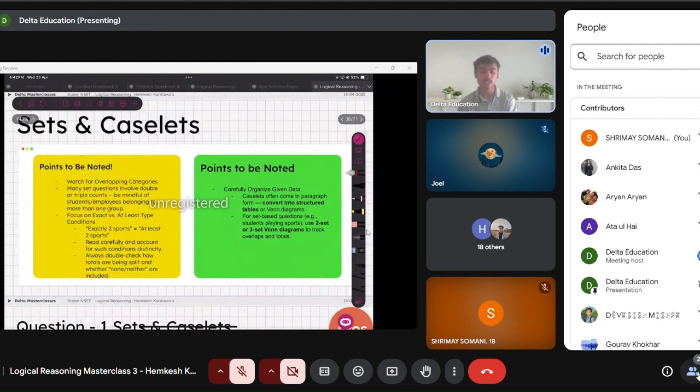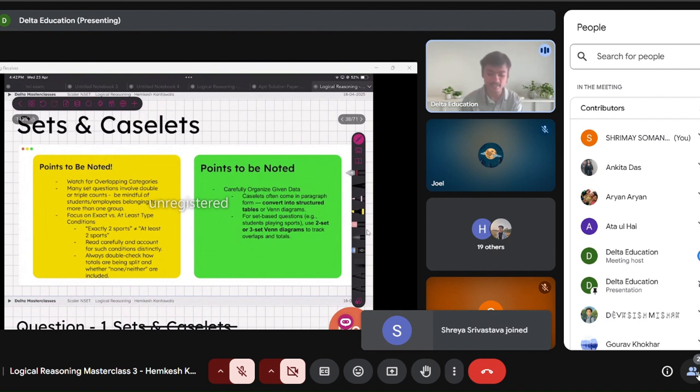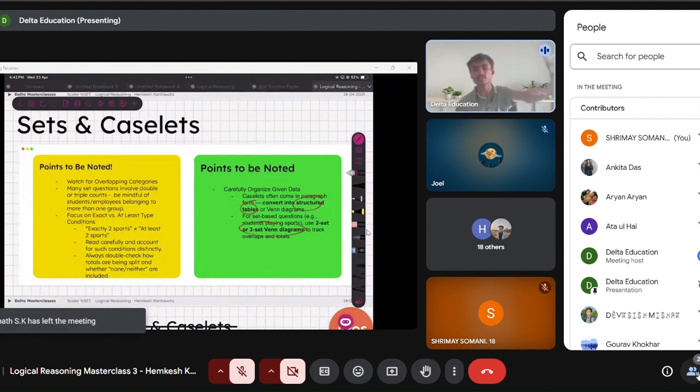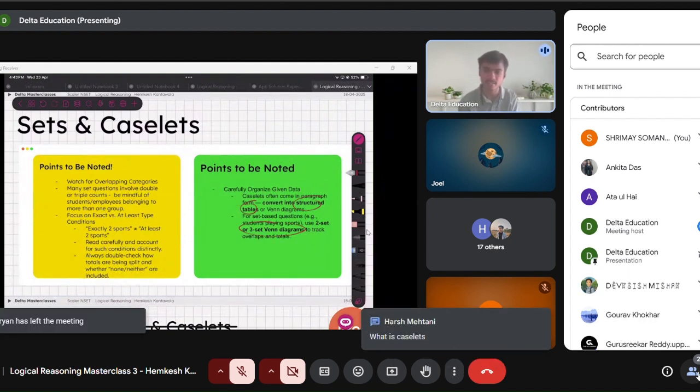Coming to the next topic, sets and caselets. Again, you would get data. You have to write it properly, and from that you will get the answer. Somewhere you need to make the Venn diagram also. Somewhere you need to make structured tables, etc. So basically, you need to read the question thoroughly, represent all the data which is given in the question in structured format, so that the question which is asked is easy.